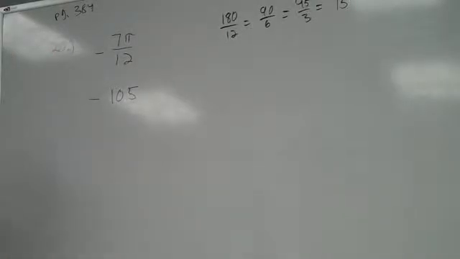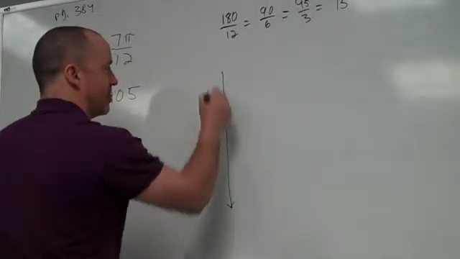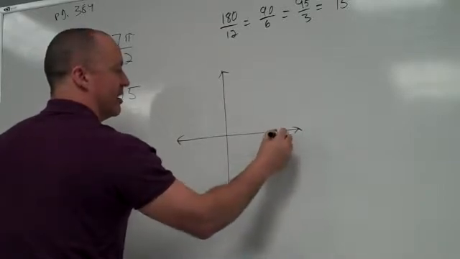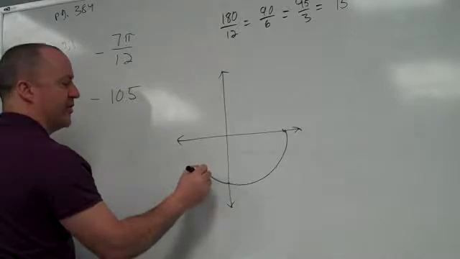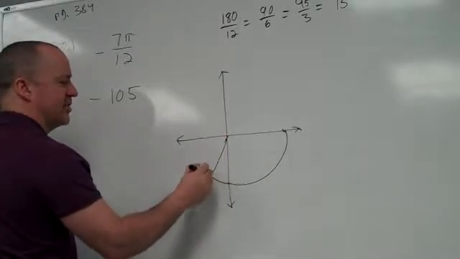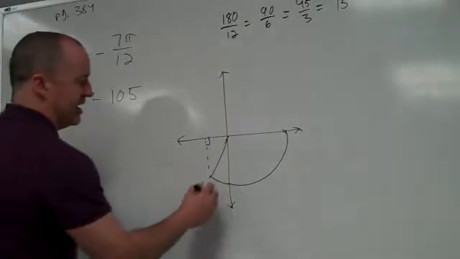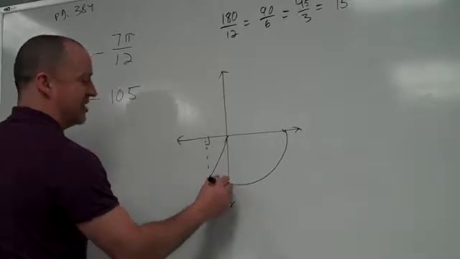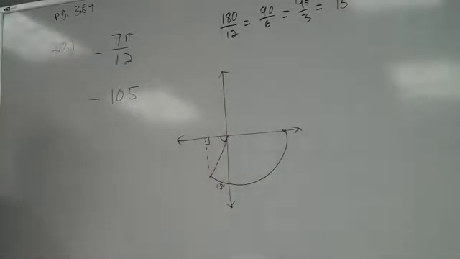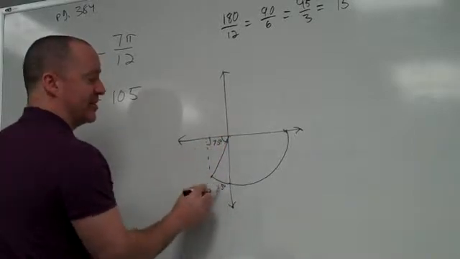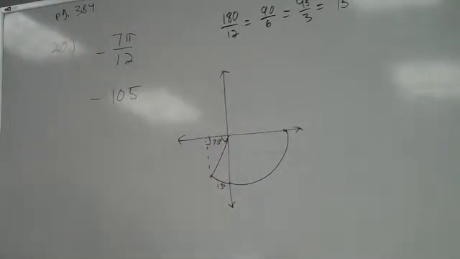Now, let's see where that is. We start here, we go 90, and then we go another 15 degrees. There's a couple ways to do this one. Make it positive, but what I'm more interested in is if this is 15 degrees past 90 here, what is this reference angle going to be? 75. 75 plus 15 is 90. Okay. So yeah, we have a reference angle of 75 degrees.